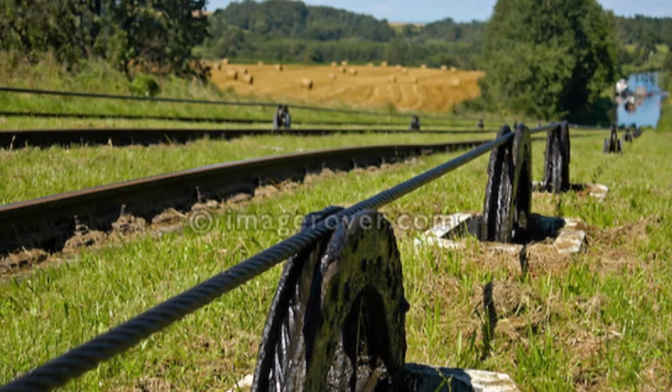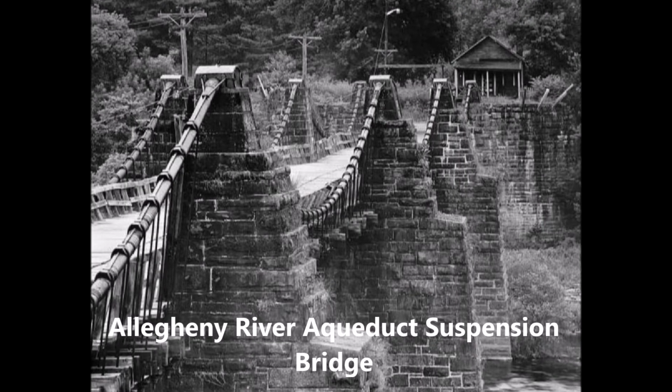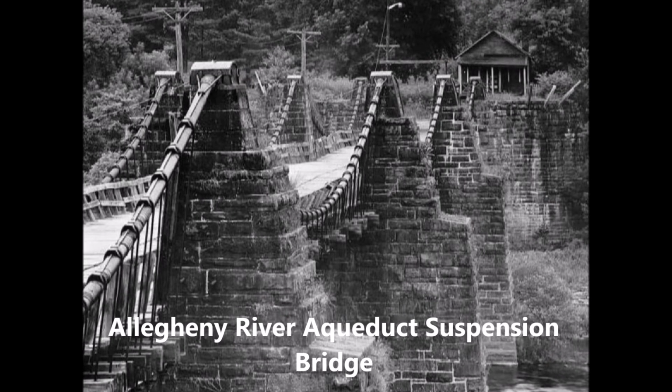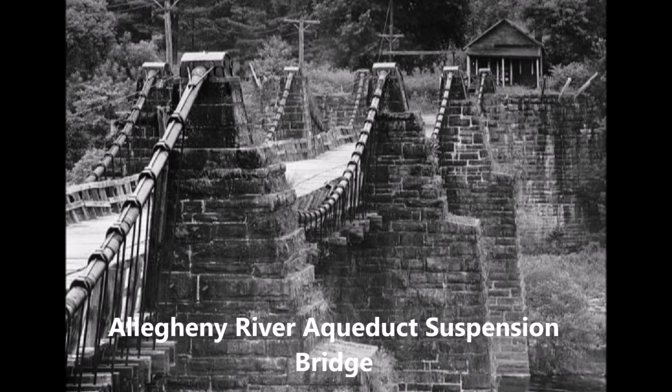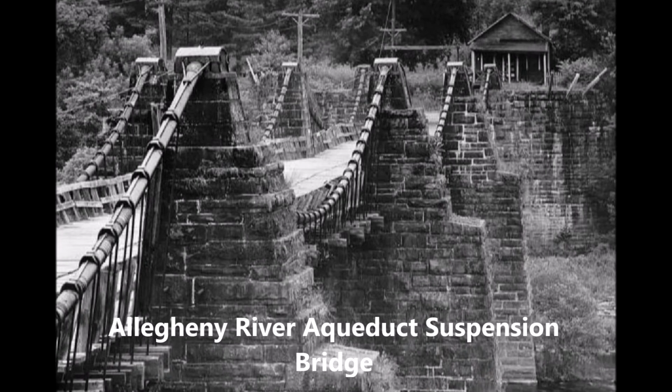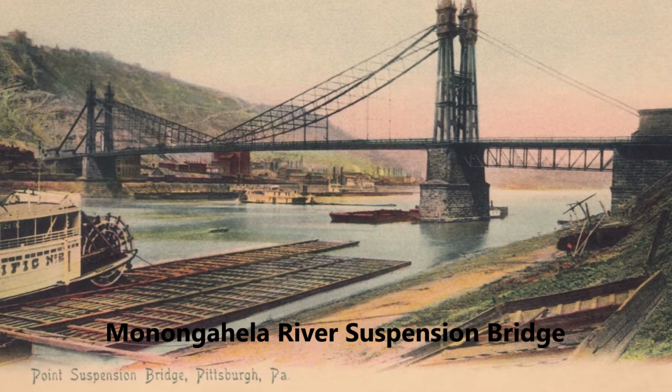With his new invention, John went back into the bridge design and construction business. He used these iron ropes as the suspension hangers in the design of his suspension bridges. He designed and built his first suspension cable aqueduct bridge over the Allegheny River in nearby Pittsburgh. In 1846, he designed and built the Monongahela River Suspension Bridge in Pittsburgh.